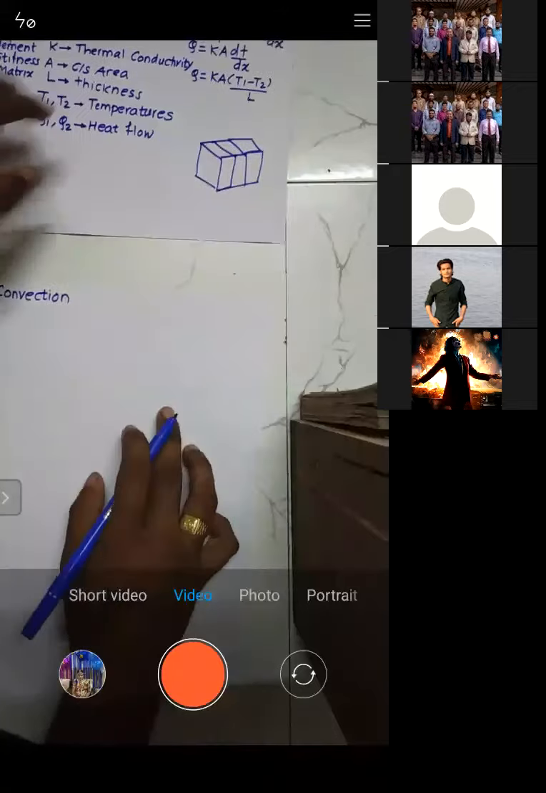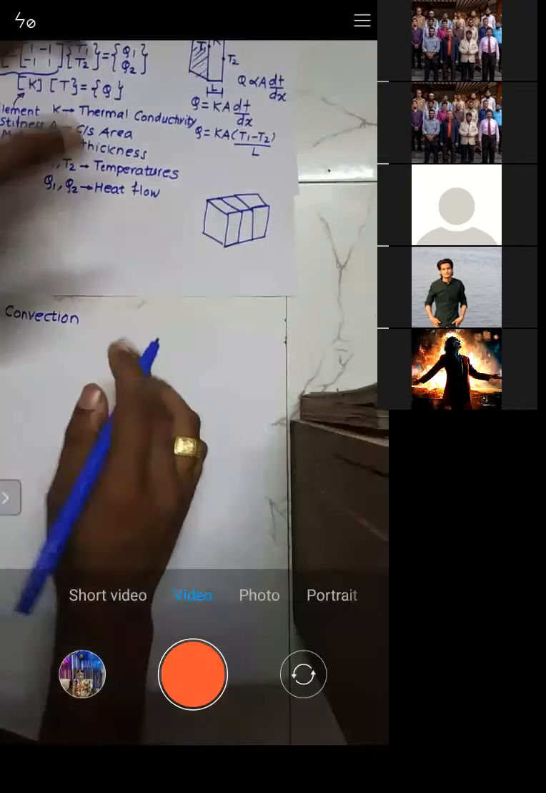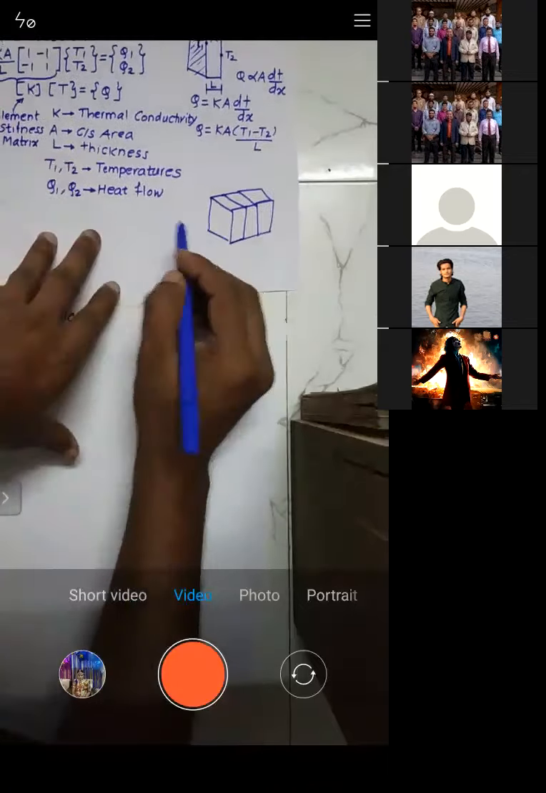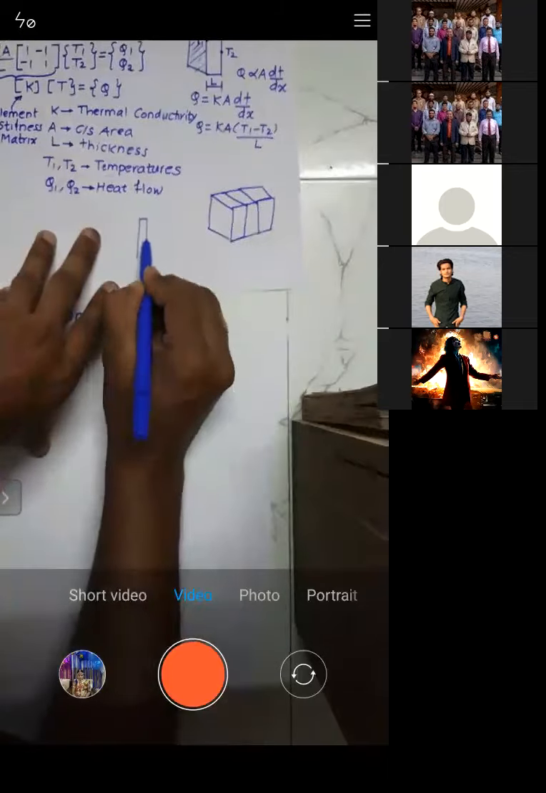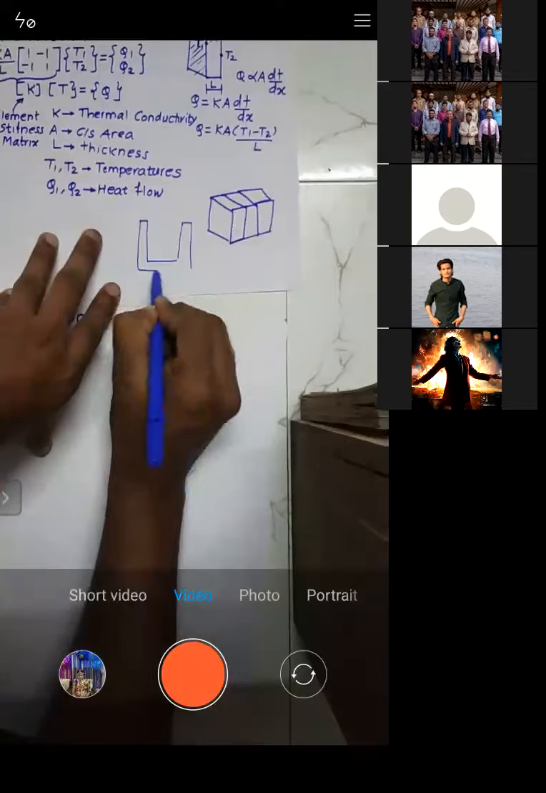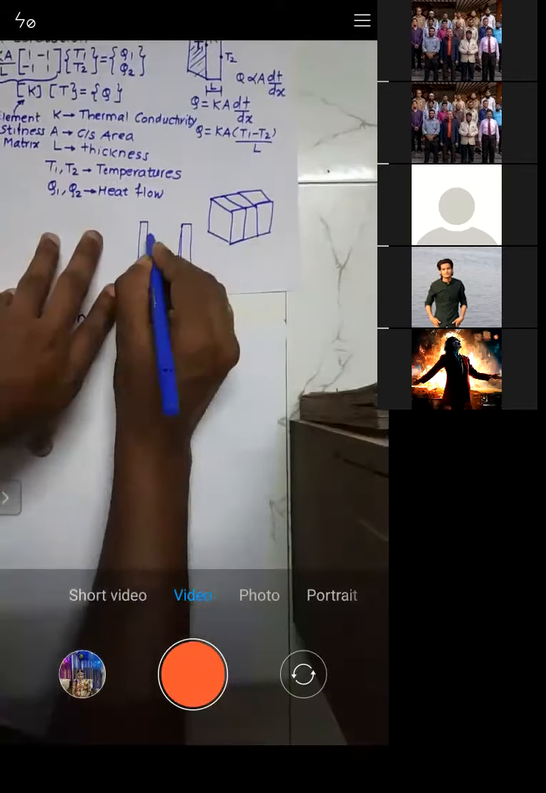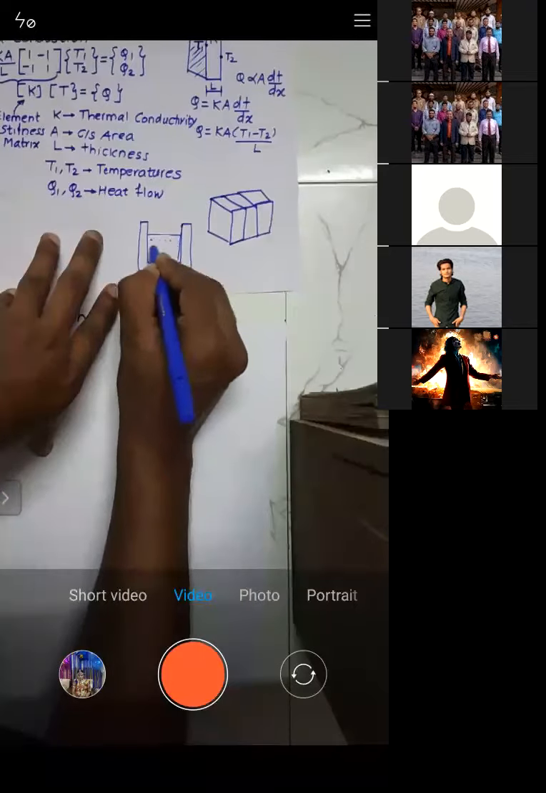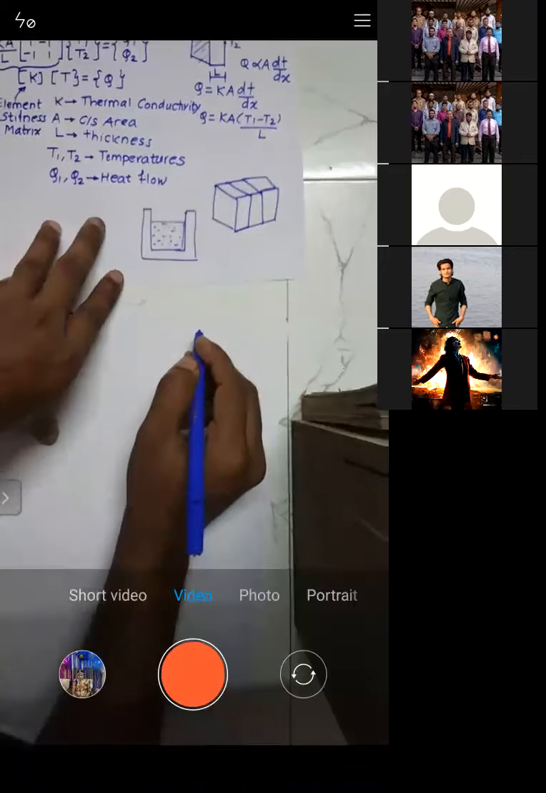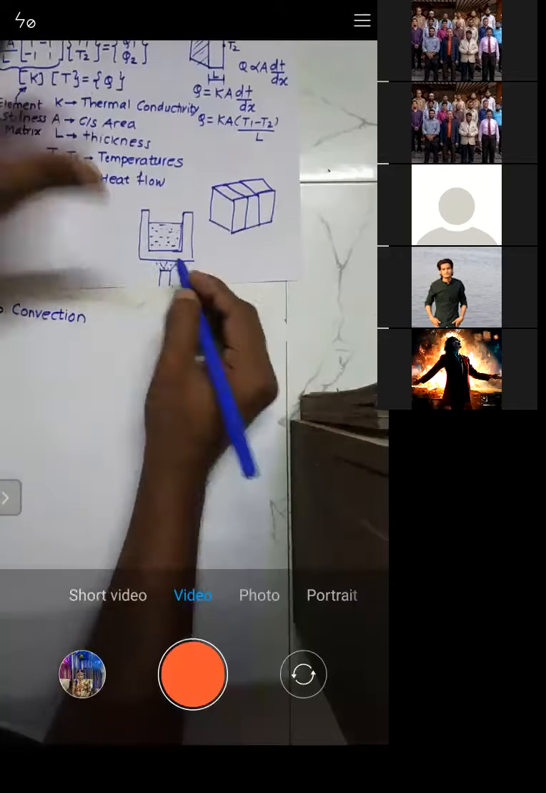I will see if you are unable to understand how conduction occurs and how convection occurs. Just take a simple example. Let's consider this vessel. This is a pot, basically, or a vessel, inside which we have water. And to this water, let's say I'm going to supply heat.